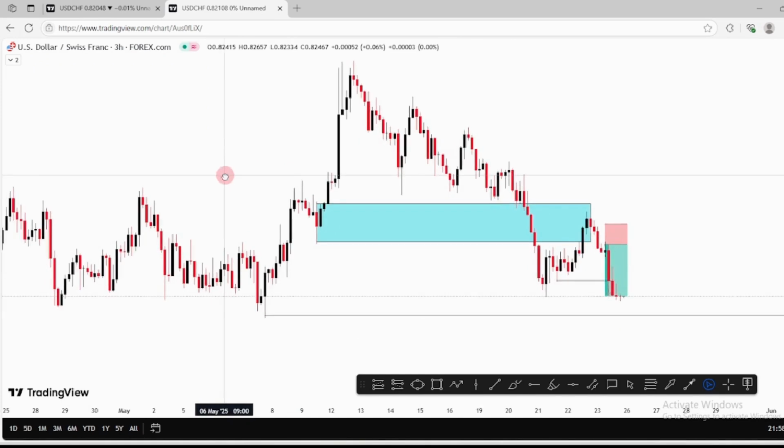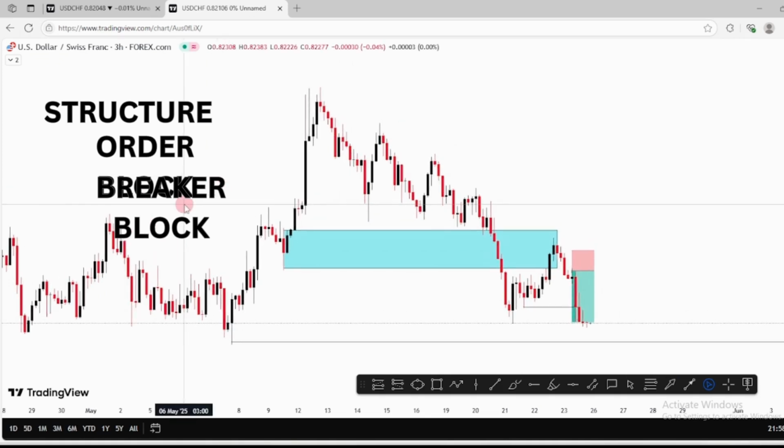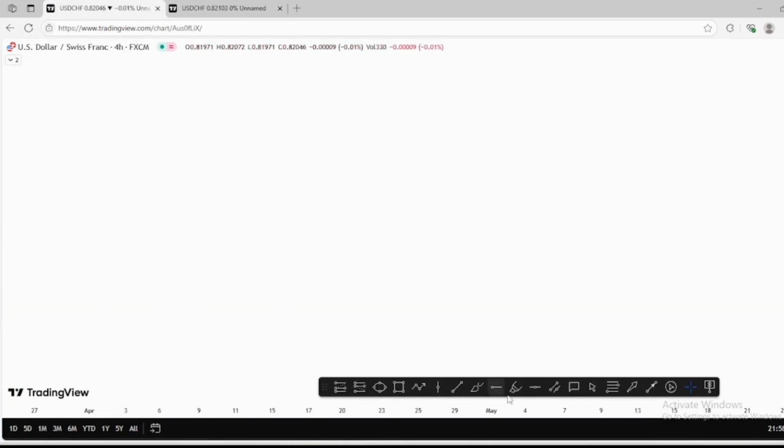I'm going to show you structure, then we come to order block, then breaker block, because you need to know the structure of the market before you identify your order blocks. And when the order block fails, you trade it as a breaker block. So let me show you the structure where we're going to apply the order block or the breaker block.